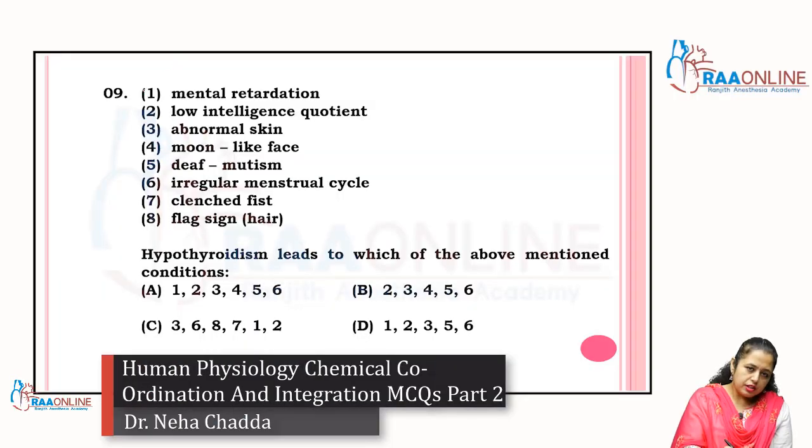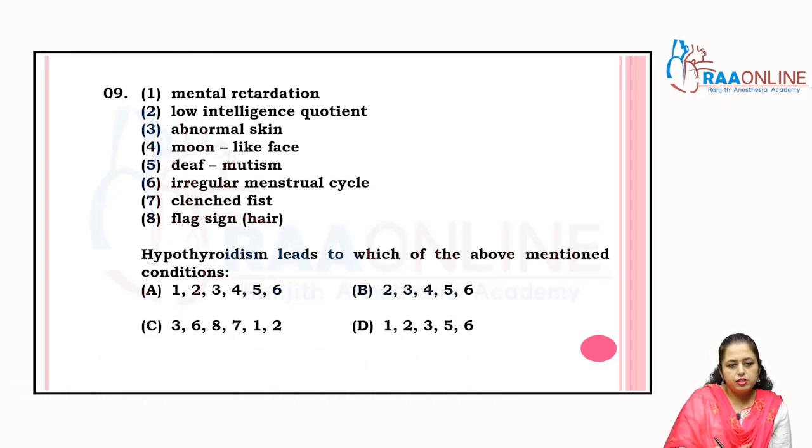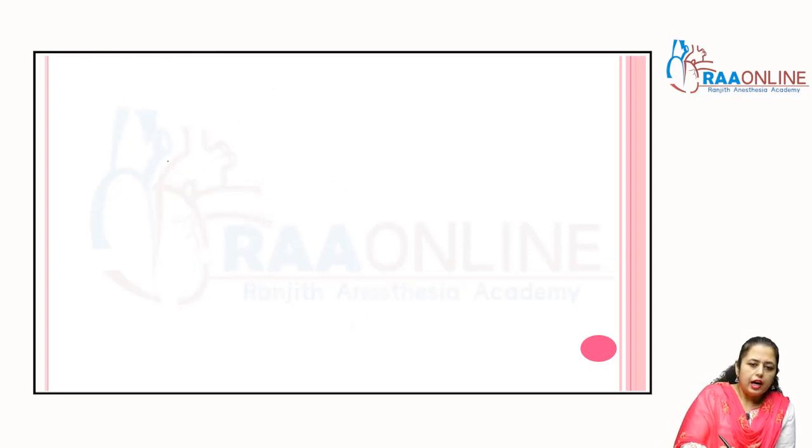In that question, these are some symptoms given, which are related to the question: hypothyroidism leads to which one of the above mentioned. So now the question is, what is hypothyroidism? Actually, it is related with the thyroid gland. What is the thyroid gland?